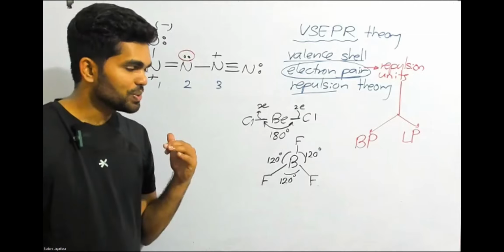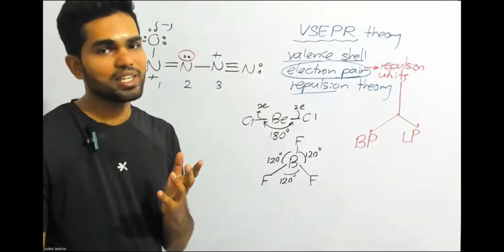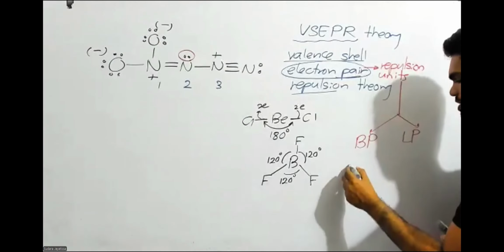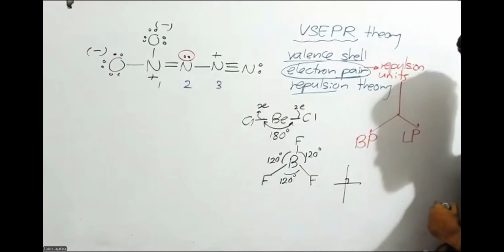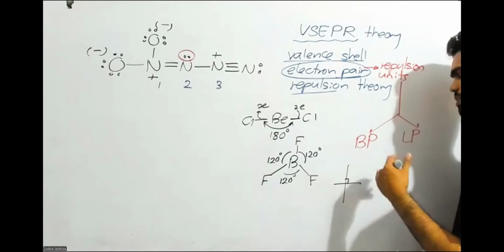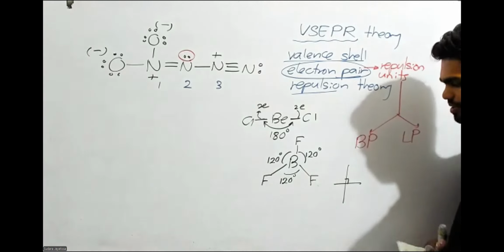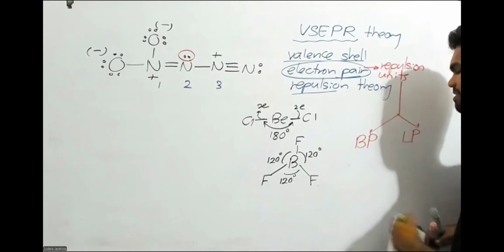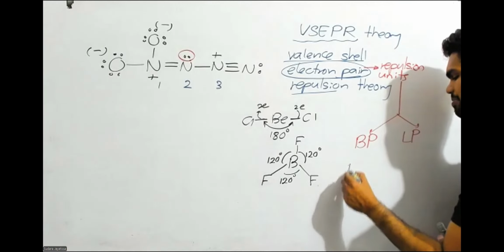When you have 4 repulsion units, the story changes a little bit. It is not going to be a 90-degree angle, because we live in a 3-dimensional world. So we have better options than 90 degrees. Think about the 3D plane.